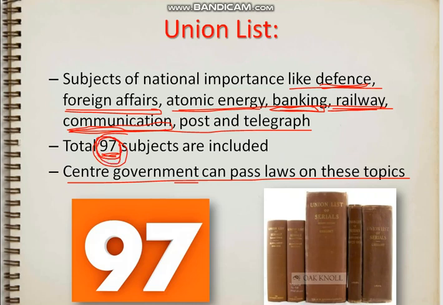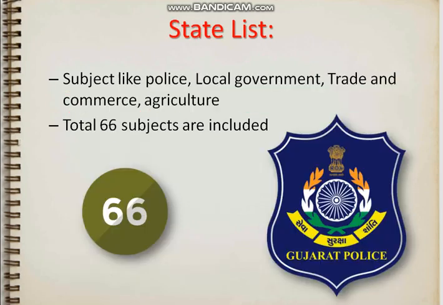97 subjects were there. While in the state list, how many subjects are there? 66 subjects are there. You need to remember, and that's why I put symbols so that you can easily see them. So 66 in the state list and 97 in the union list. Now you can see the subjects in the union list are more in comparison to the state.